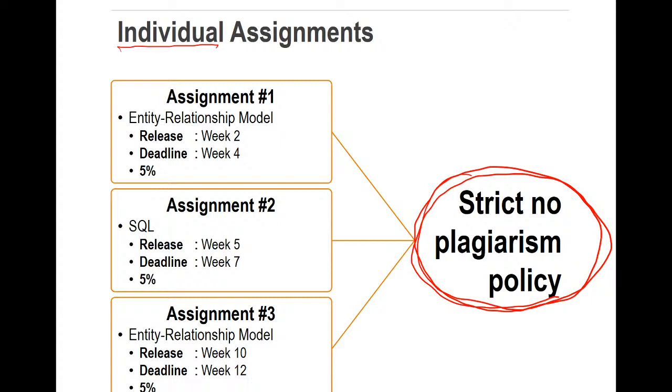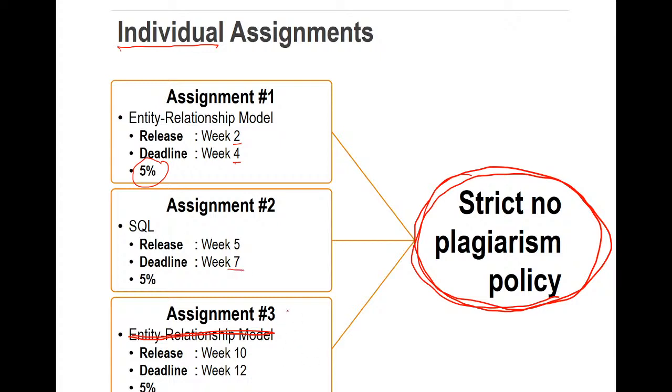How many assignments do we have? We have 3. This assignment 3 is wrong, it's not entity relationship model, so let me erase that first. The first assignment is on entity relationship model. It will be released in week 2, and the deadline is in week 4. It will be 5%. Each of the assignments will be 5%. Assignment 2 will be on SQL, so you will have to write some SQL. The deadline is week 7.